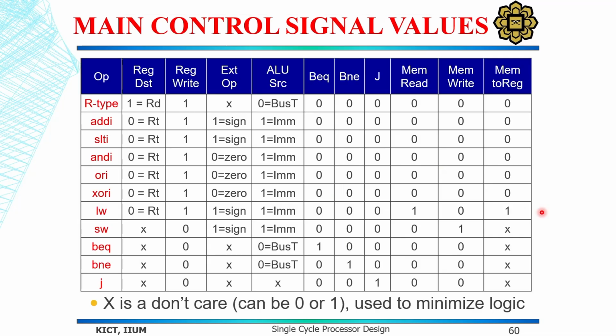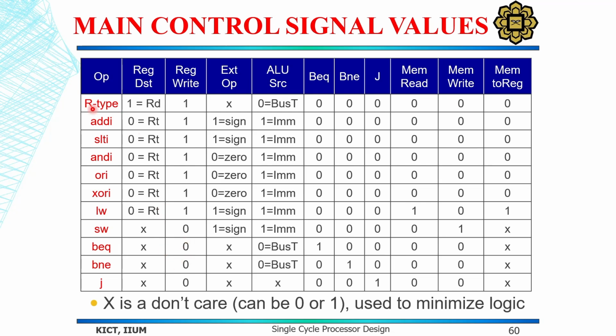Okay, now this slide is just showing some main control signal values, which are used for different types of operations. These are some important control signals like destination register, register write, and this ext operation is for the zero or sign extension. Then the ALU source, branch if equal, branch if not equal, jump, memory read, memory write, and memory to register. And for each operation, what control signals hold what values, all of this is mentioned in this table.